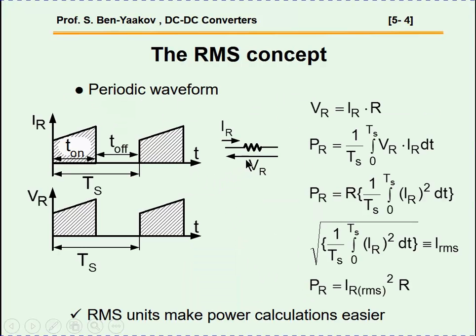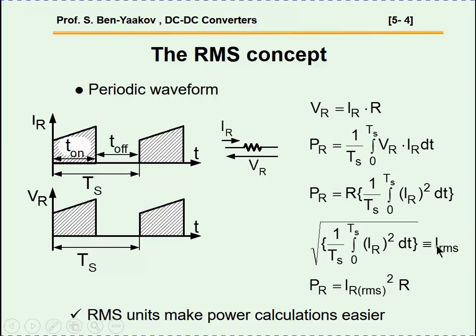Now, let's talk about a current that is flowing through a resistor, developing a voltage VR. Now, VR will be IR times R. The power will be, again, the average of the product of V times I, and therefore when I insert the value instead of VR, I'll find that the power will be R times the average of IR squared dt. This is a power-related I squared expression, and the square root of this is defined as the RMS.